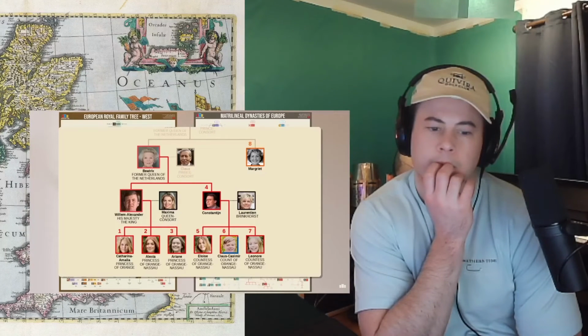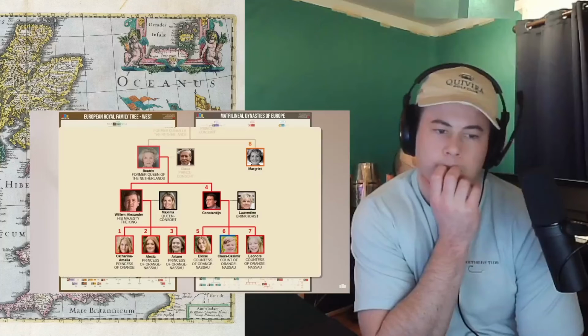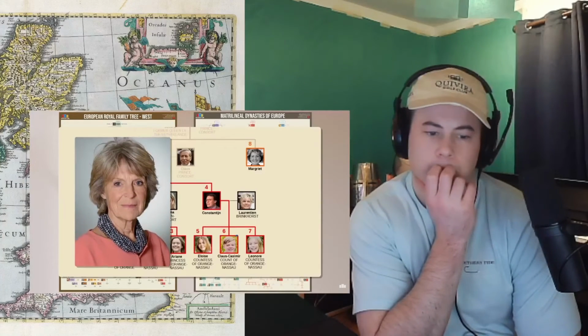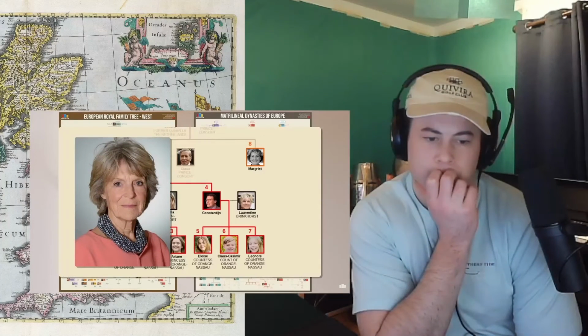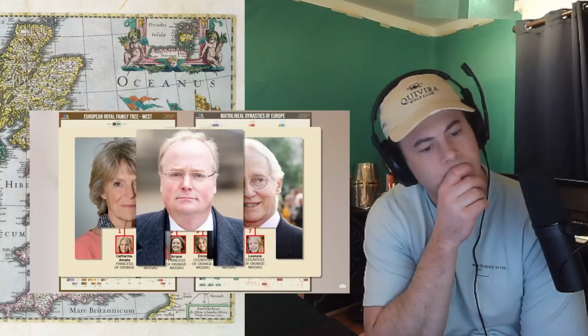I should also note that Beatrix's other living sister, Princess Irene, is also not in the line of succession because she married a Catholic, the former Duke of Parma. However, this does mean that King Willem-Alexander and the current Duke of Parma, Carlos, are first cousins.